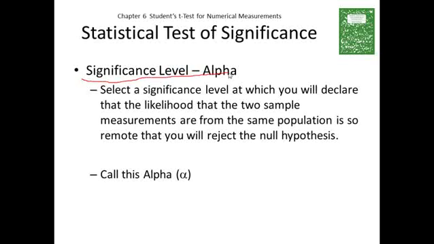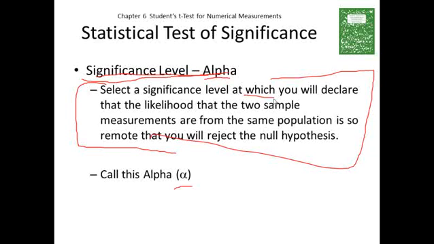The next level of the statistical test is the significance level, or alpha. You start out with the p-value. You also require a significance level, which we'll often call alpha. It's a Greek letter, alpha. And what we'll do is select a significance level at which we will declare that the likelihood that the two sample measurements are from the same population is so remote, we reject the null hypothesis.